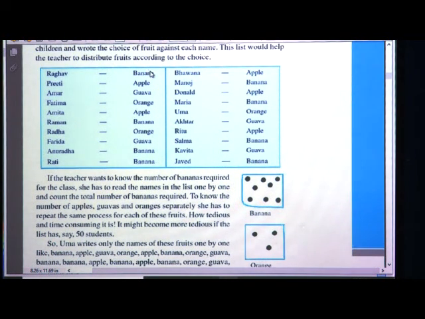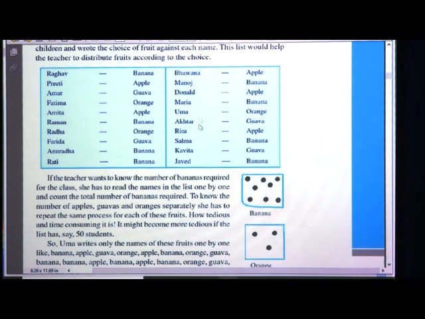So, let us count the number of bananas: 1, 2, 3, 4, 5, 6, 7 and 8, right. To know the number of apples, guavas and oranges separately, she has to repeat the same process for each of these fruits. How tedious and how time consuming it is. It might become more tedious if the list has say 50 students. Okay.